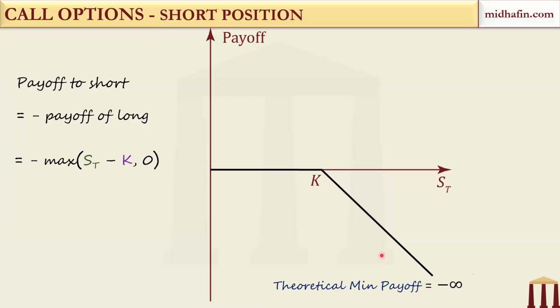And what is the max payoff for short? Zero. Very good. The max payoff is zero, Aruna. So you can see that this payoff is declining linearly in this particular segment after K, and it is equal to zero constant before K.